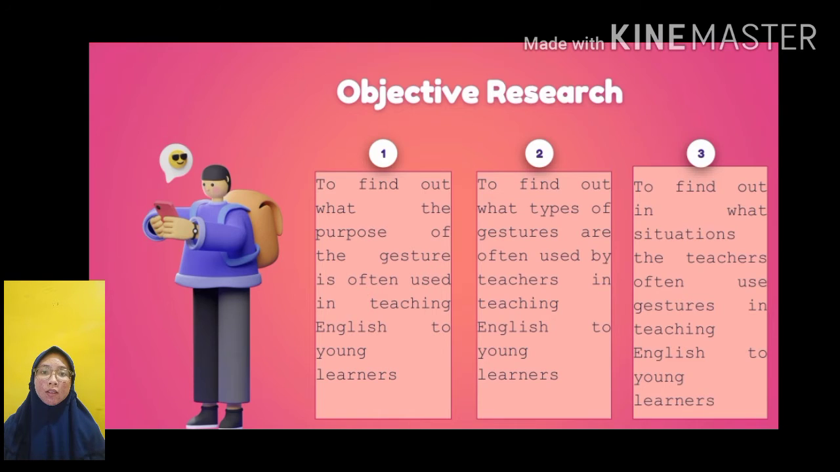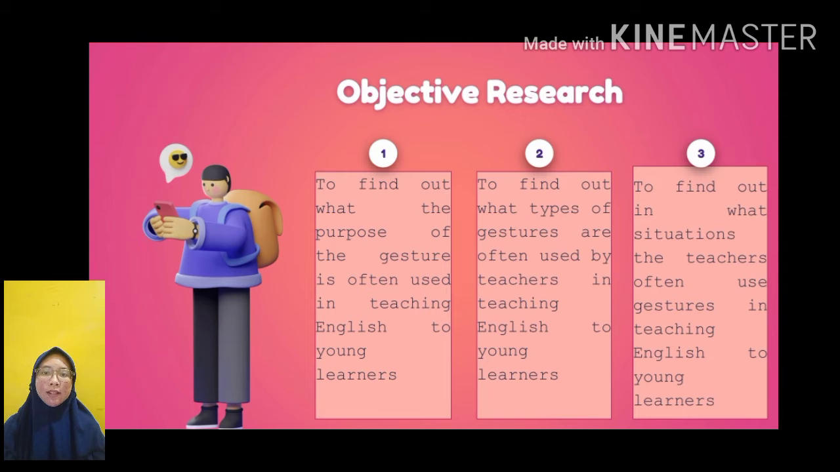And then the research objective. Based on the research problems, the purposes of the research are, the first is to find out what the purpose of the gestures is often used in teaching English to young learners. The second is to find out what types of gestures are often used by teachers in teaching English to young learners. And then the third is to find out in what situations the teachers often use gestures in teaching English to young learners.